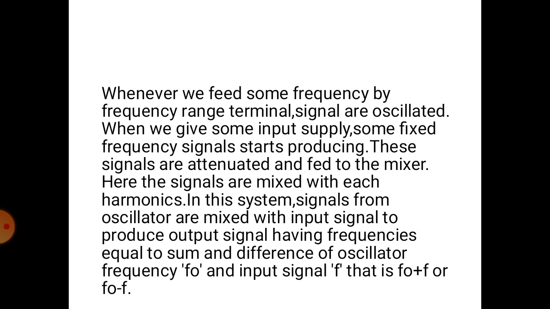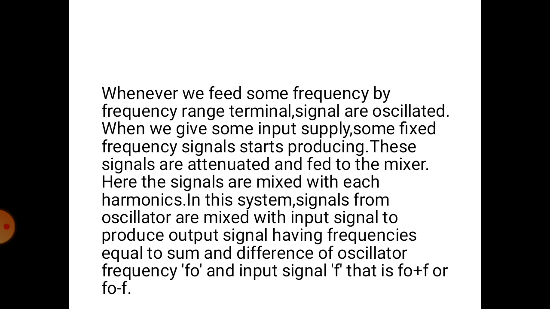Whenever we feed some frequency through the frequency range terminal, signals are oscillated. When we give some input supply, some fixed frequency signals start producing. These signals are attenuated and fed to the mixer. Here the signals are mixed with each harmonic.